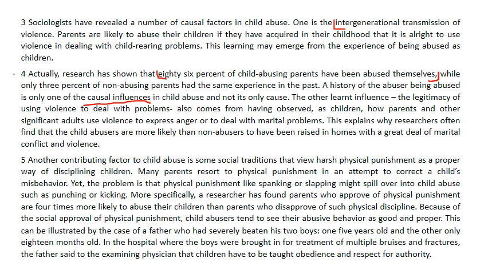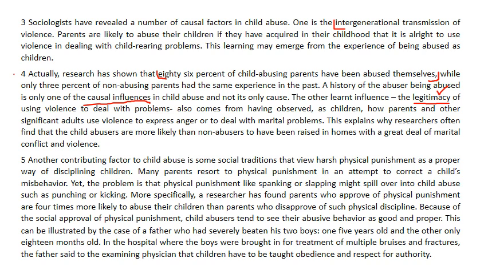The other learned influence, the legitimacy of using violence against children. Violence. So is it okay? Is it legitimate? Is it legal? In our part of the world, I mean, it's so common that a mother or a father would hit their child or reprimand them in a somewhat violent way. It's legitimate. It is done. So another reason is that it's okay. It's not viewed as something bad or frowned upon in general.